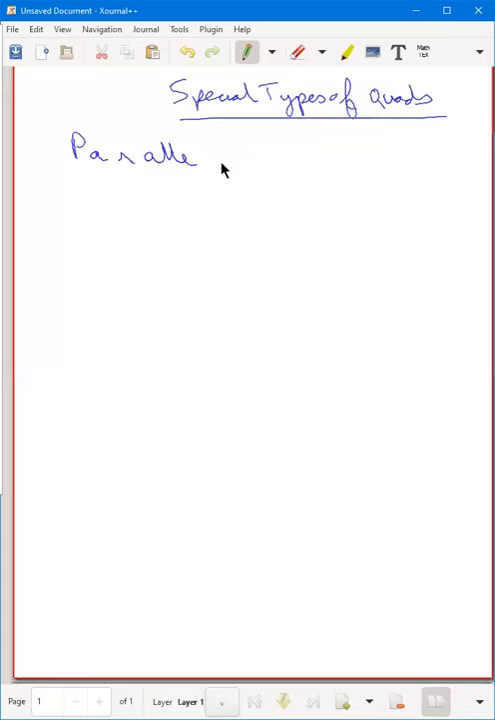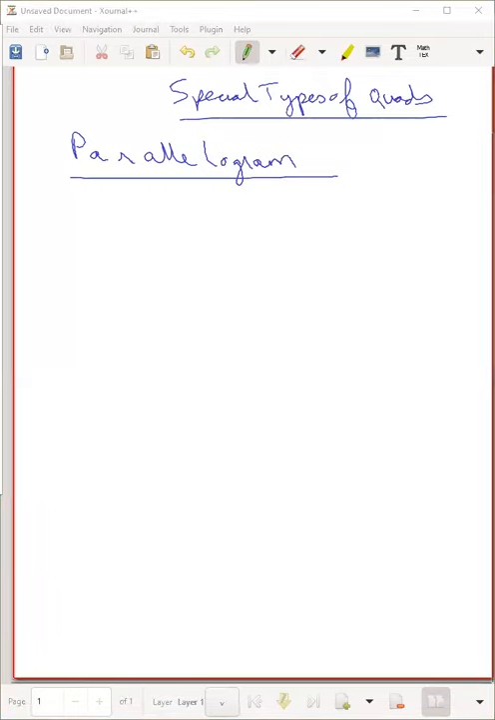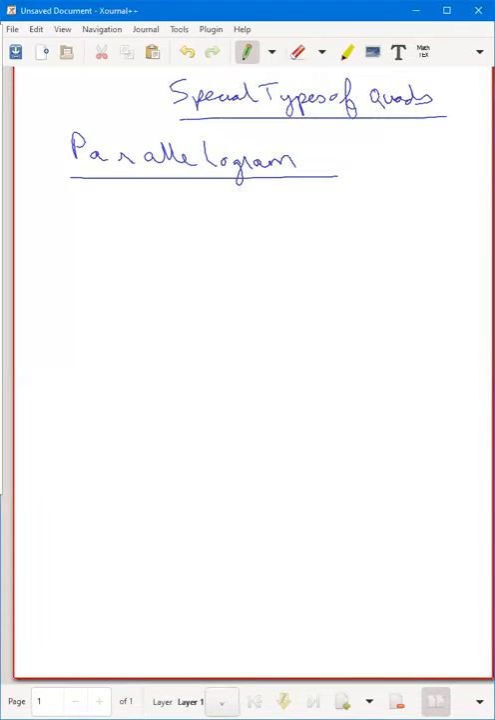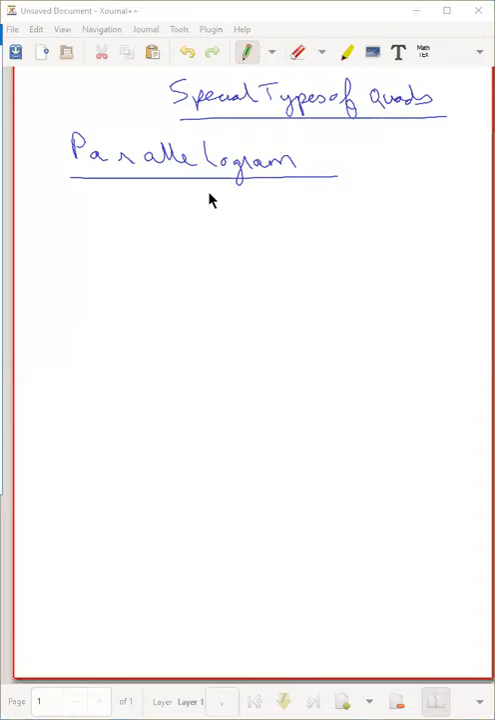Parallel. You already know about parallelograms. What is a parallelogram? It's like the name suggests itself. A parallelogram is a quadrilateral whose opposite sides are parallel. Opposite sides are parallel. Right.